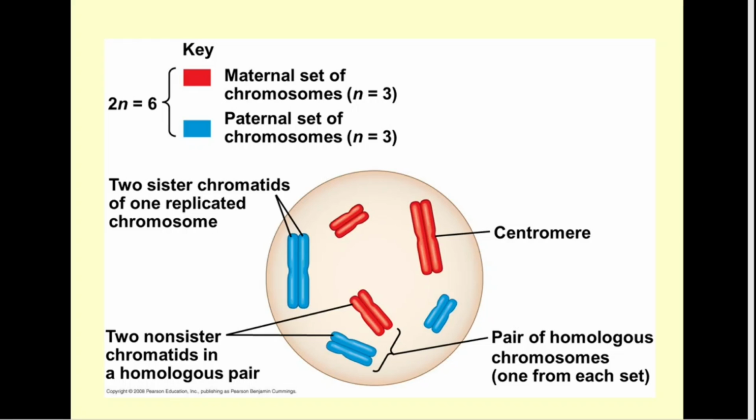Okay, so hopefully what you wrote down was that in humans, N would equal 23. Our maternal set of chromosomes, the chromosomes we got from mum, N would equal 23. And the paternal set of chromosomes, the ones we got from our dad, N would equal 23. That would mean in our somatic cells, we would have 2N equals 46. So hopefully that's what you got. N equals 23, 2N equals 46.